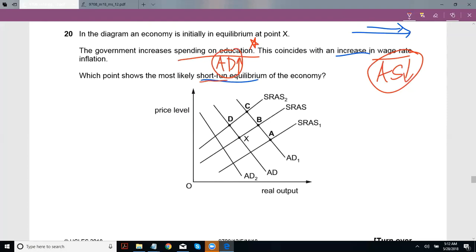And they're talking about the short-run equilibrium. So in the short-run equilibrium, we won't take into account the benefit towards aggregate supply that education has. In the long run, education might increase productivity and increase aggregate supply. For now, we'll just take these two effects. So increase in AD goes like this. Decrease in aggregate supply goes like this. So you get C. And let's quickly check my answers.